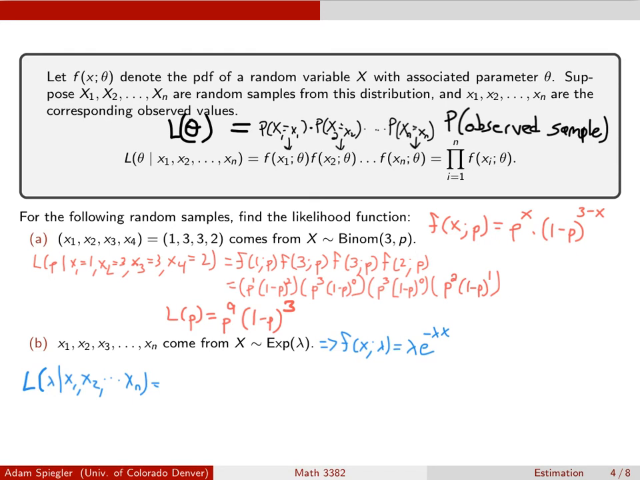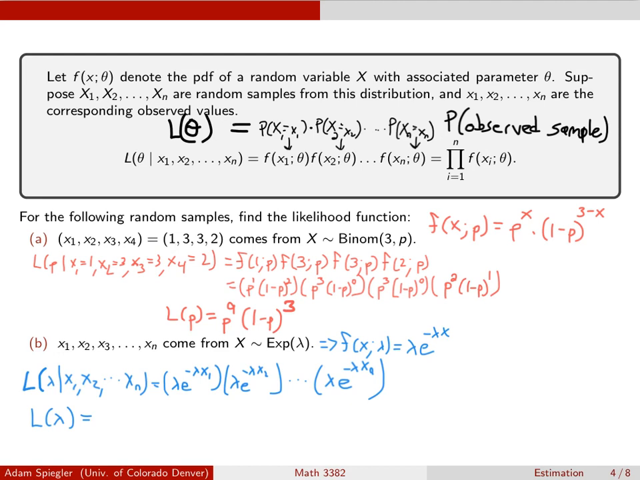So that means I would take lambda times e to the minus lambda x1 times lambda e to the minus lambda x2 all the way out to my last observation, which would be lambda e to the minus lambda times xn. And then we can group some of those terms together, and we can write out this likelihood function L of lambda. All of these x's would be given values, and the only unknown here would be lambda.